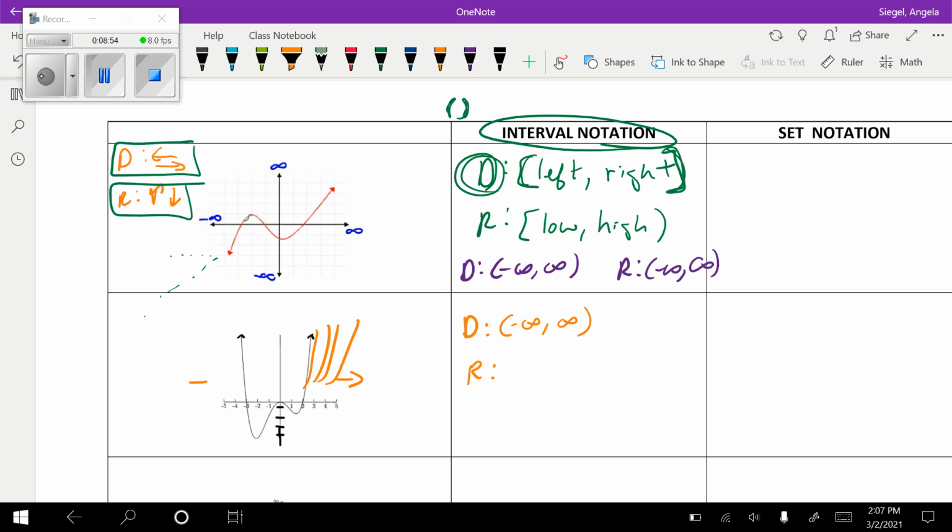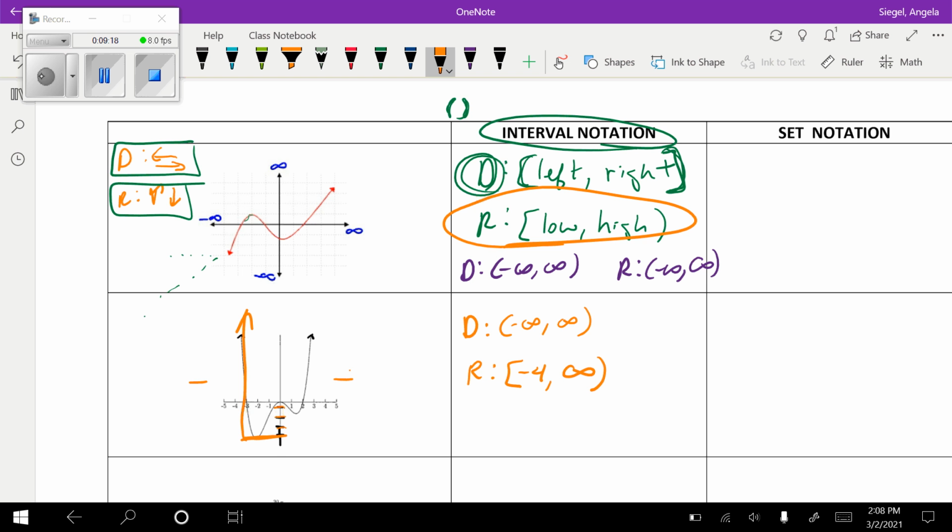Okay, let's look at the range. So I'm asking myself, how low is it? Well, let's see. I think that is as low as it goes. So let's see, 1, 2, 3, 4. So it goes to -4. So I'm going to put a bracket there because it touches -4. And let's see, how high does it go? It goes all the way to positive infinity. And infinity is a parentheses.